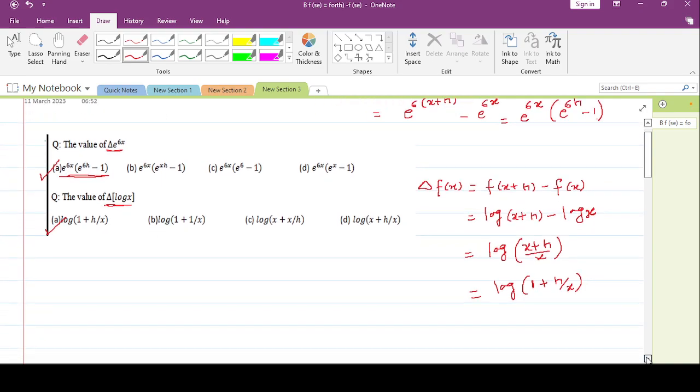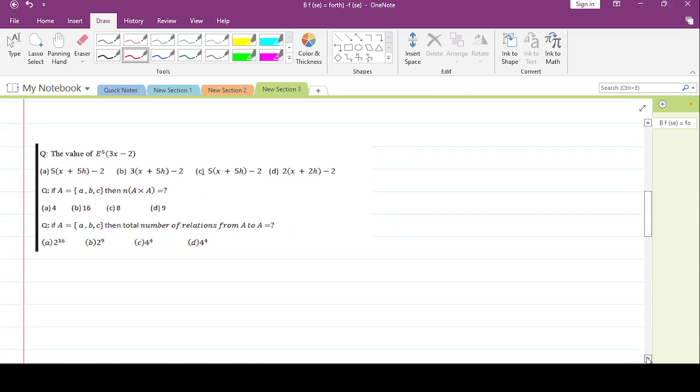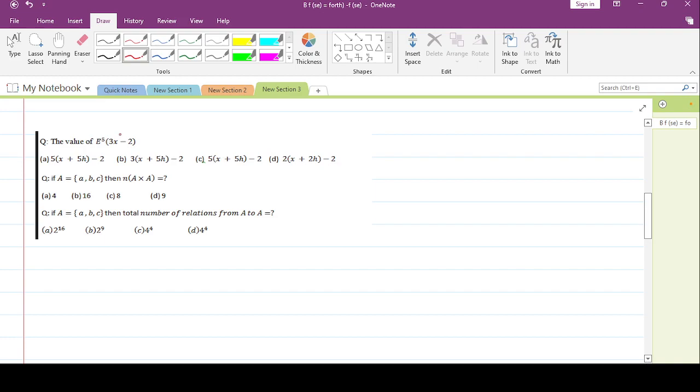Next problem is this, that we want to apply e raised to the power 5 on this function. Okay, see, we know this rule that if we apply e raised to the power n on our function, in that case this is equal to f of x plus nh. So here I am applying e raised to the power 5 on f of x. So it is equal to f of x plus 5h.